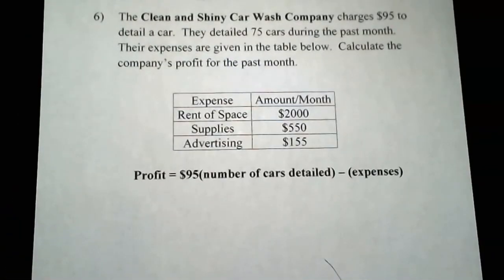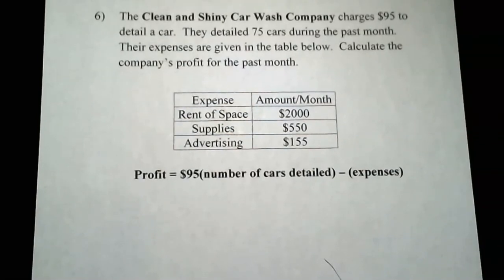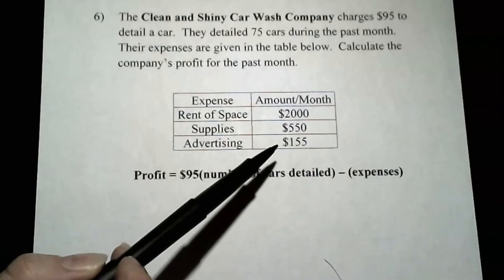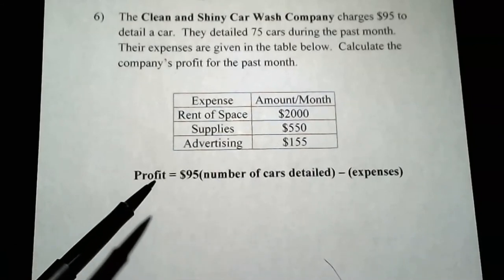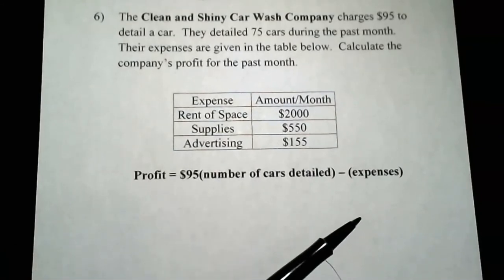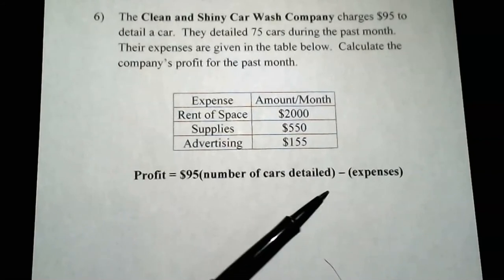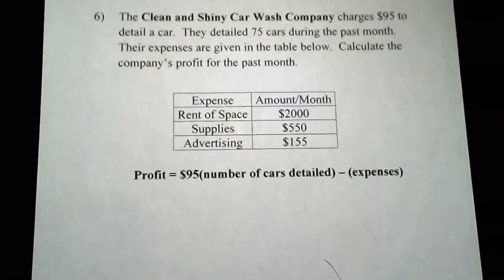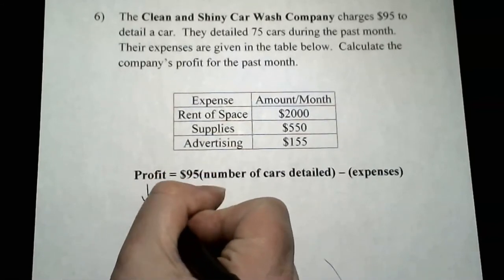Okay, number 6 says the Clean and Shiny Car Wash Company charges $95 to detail a car. They detailed 75 cars during the past month, and their expenses are given in the table below. Calculate the company's profit for the past month. So here's all of their expenses, and profit is given to us with a formula. So we're going to have to plug in to solve this. So if they want the profit, that's what we don't know.